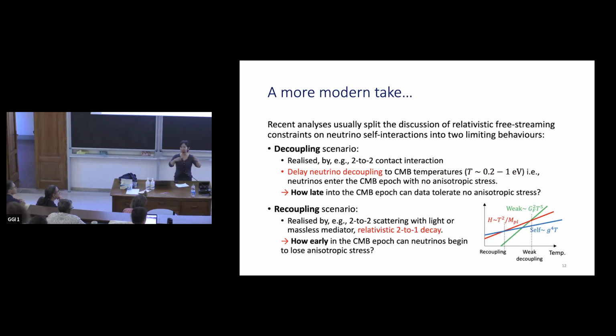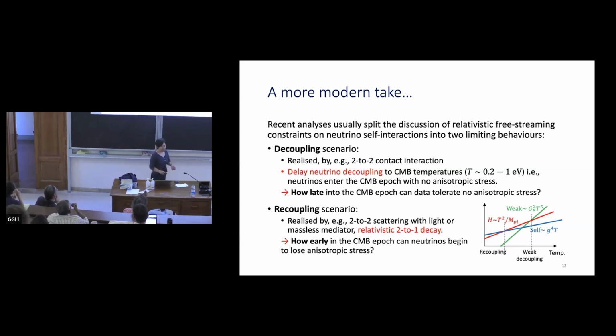So that signifies recoupling of the neutrinos. Okay, so this can be, as said, realized by 2-to-2 scattering mediated by a light scalar, light mediator, not necessarily a scalar, but it's also realized in the case of relativistic 1-to-2 decay, and its inverse process.